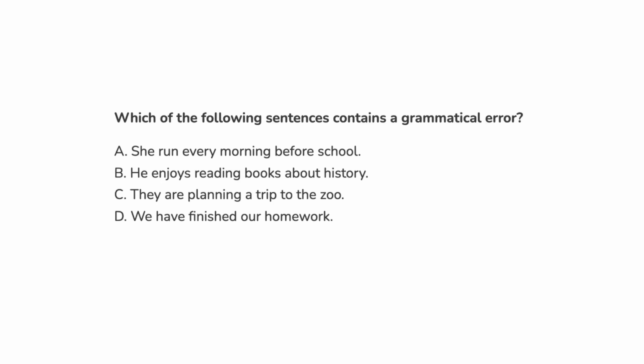Which of the following sentences contains a grammatical error? Answer: A. She run every morning before school. The correct form is she runs every morning before school, as the verb should agree with the singular subject.